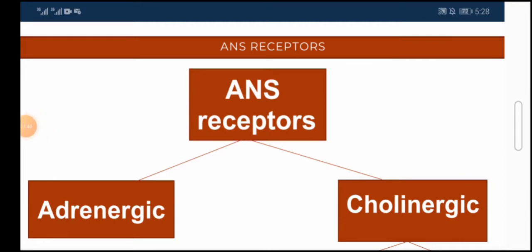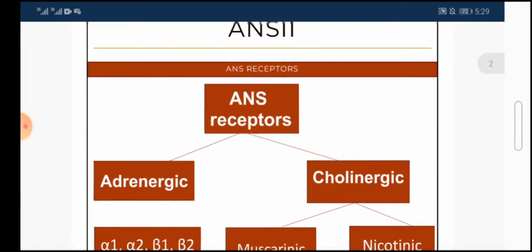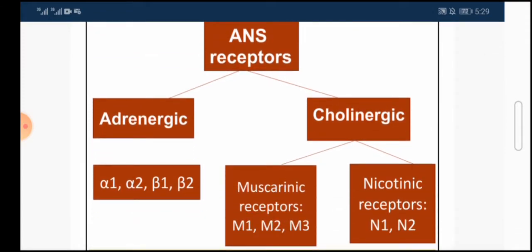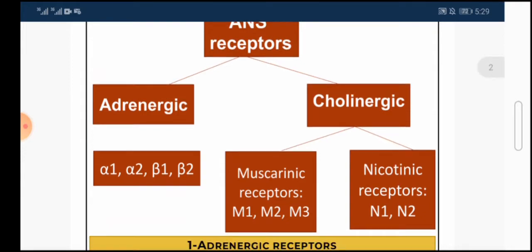Okay, now adrenergic receptors. They are located in the plasma membranes of effectors innervated by the sympathetic division, and the response of cells to epinephrine or norepinephrine is mediated through G proteins. Adrenergic receptors are of two types, alpha and beta. Alpha is subdivided into alpha 1 and alpha 2.